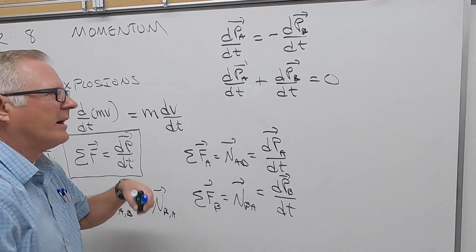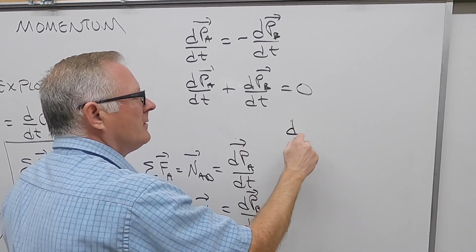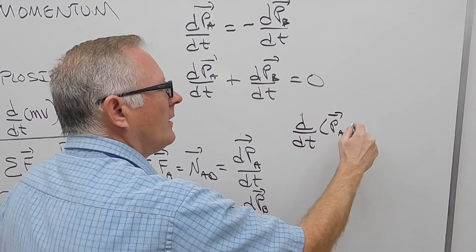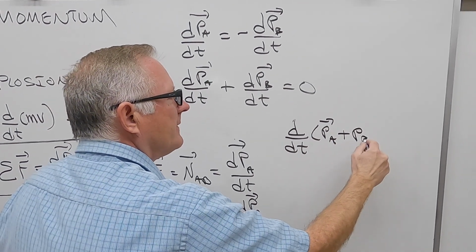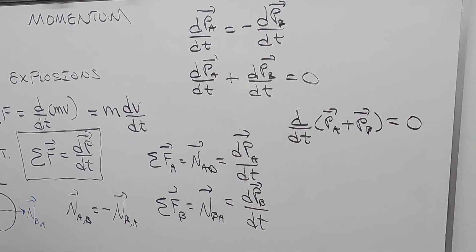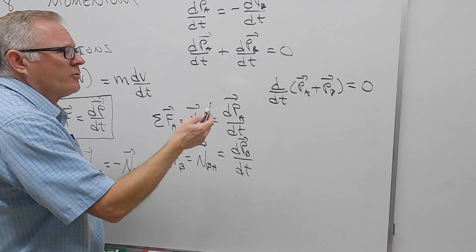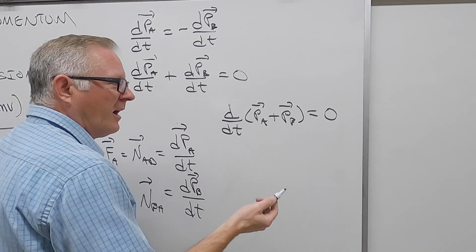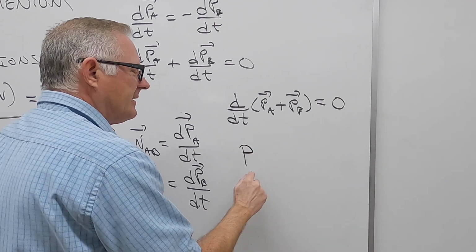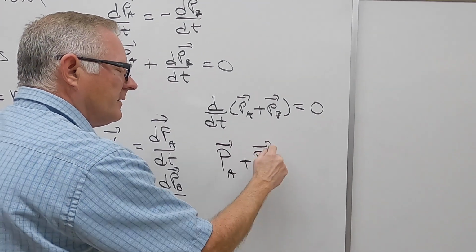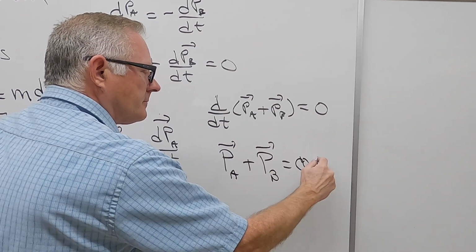Or let's factor out the derivative with respect to time, d/dt of (PA plus PB) equals 0. Well, when is the derivative of something always 0? Well, the derivative of a constant. That says that PA plus PB is a constant.